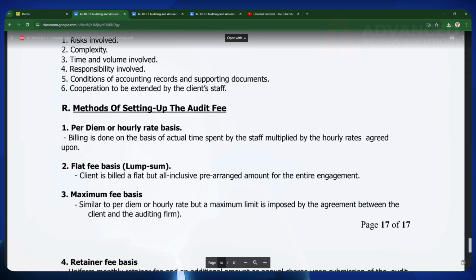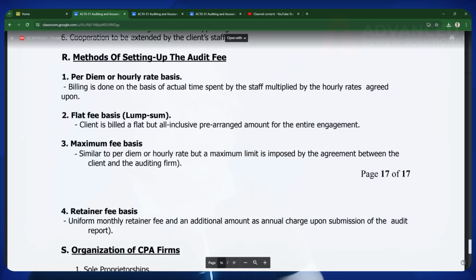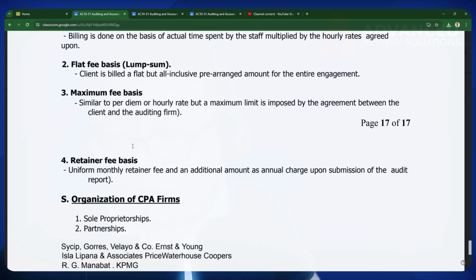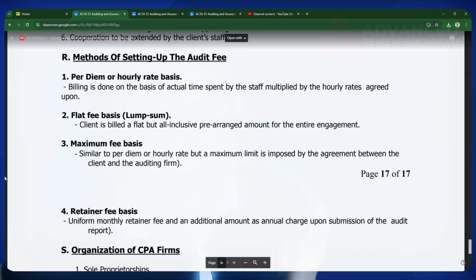So, how do we get paid? What are the methods of setting the audit fee? You should know the per diem or hourly rate basis, the flat fee or lump sum basis, the maximum fee basis, and the retainer's fee. All of these should be set up as part of the audit, so it is clear how you will be paid. It can be per hour, flat fee, maximum fee, or a retainer's fee.